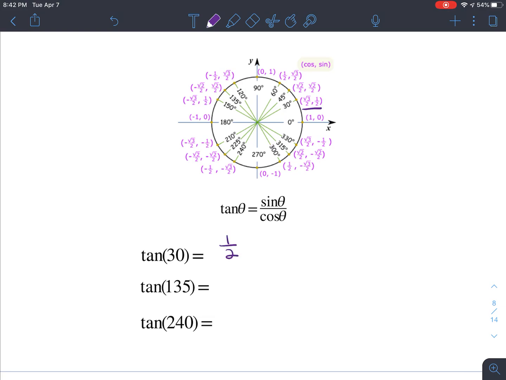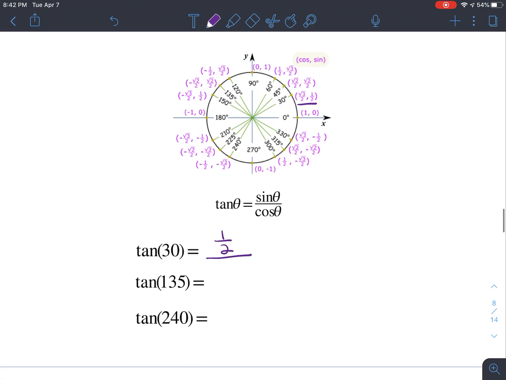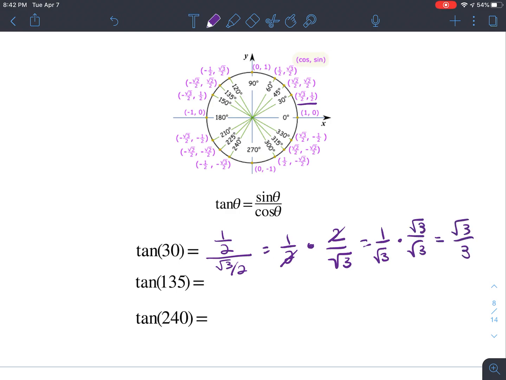My sine is my y value. My cosine is my x value. Keep, change, and flip. We will get these two things canceled out. And we have to rationalize to get radical 3 over 3.